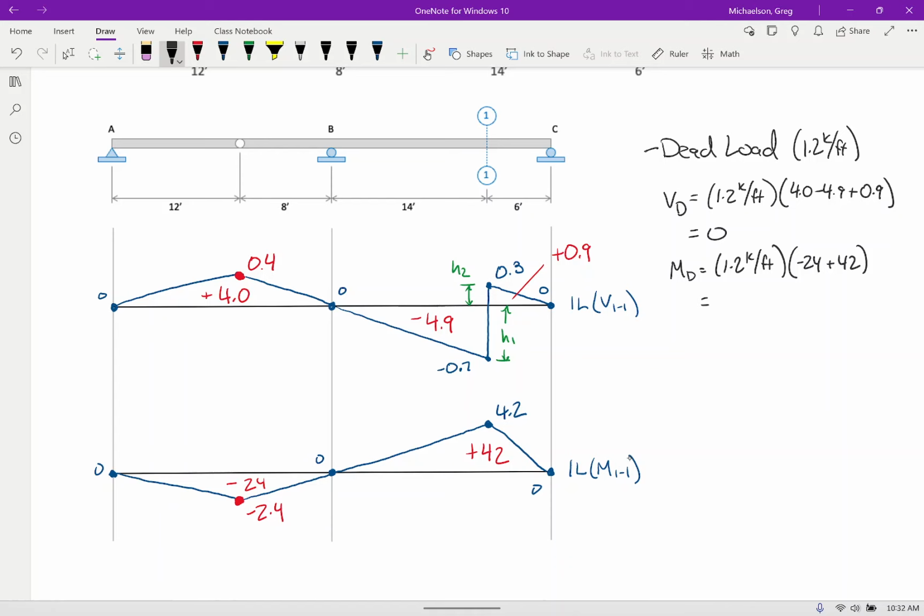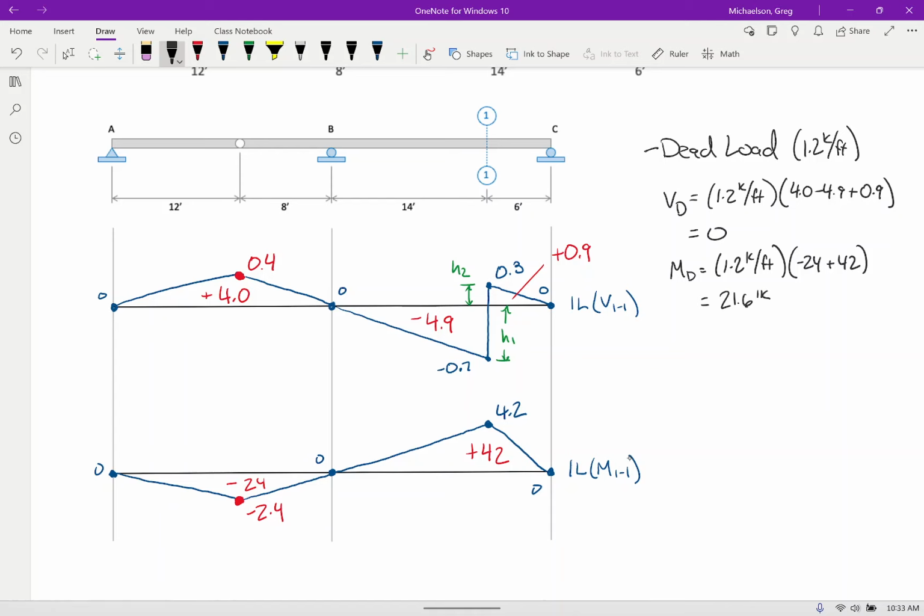All right, what about the moment? So what is that going to be? 21.6. 21.6 foot kips, right? So I propose that due to a 1.2 kip per foot dead load on this beam, there is zero shear right here, and there's 21.6 foot kips of moment right there. So in terms of dead load, that's what you would need to design for. Pretty easy, right?